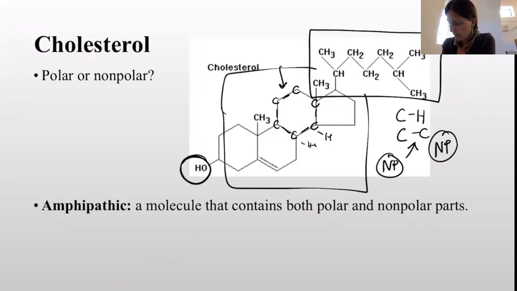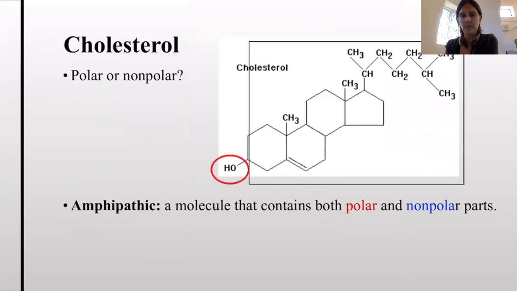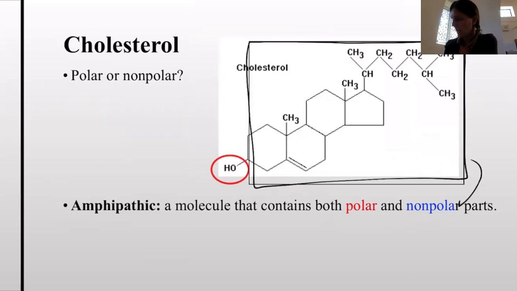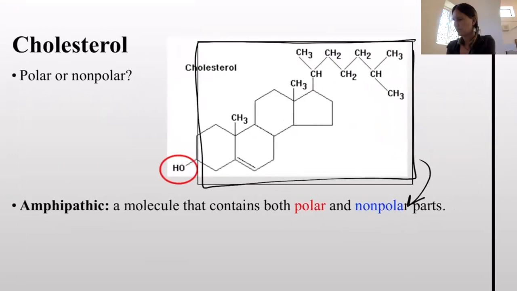However, here you have a little hydroxyl functional group, and that is going to be polar. So this cholesterol molecule is what we call amphipathic. Amphipathic means it's a molecule that contains both polar and nonpolar parts. I've labeled those parts here for you. These are the nonpolar regions, and the red is polar.